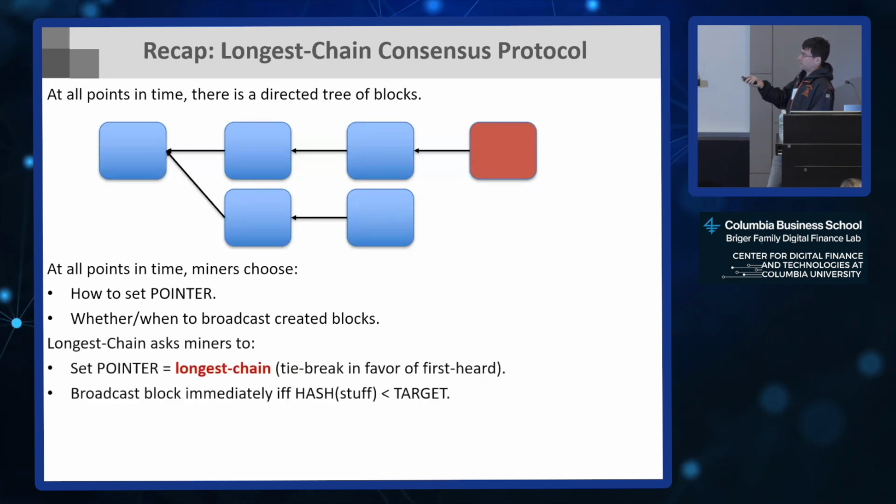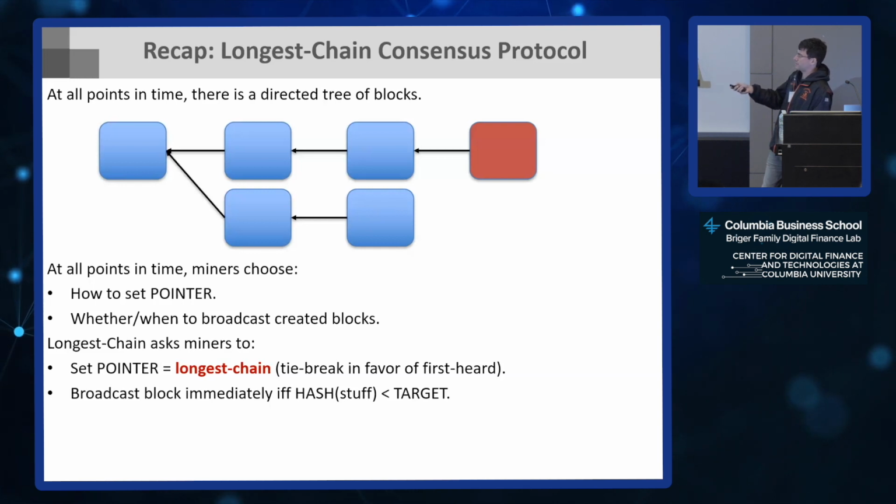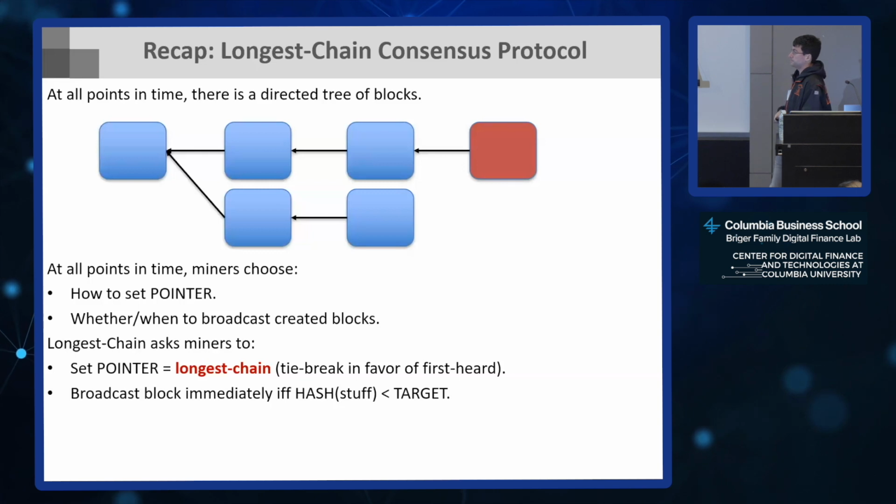So just to repeat, what the longest chain protocol asks people to do is it says, this is the longest chain, please point here. And that's what it would like you to do. You are free to point wherever you want, but it asks you please point here. And it also says, as soon as you have successfully proved work, so as soon as the hash of the block you create is small, please just broadcast it immediately. There's no way to enforce that, but it asks you to please do that.